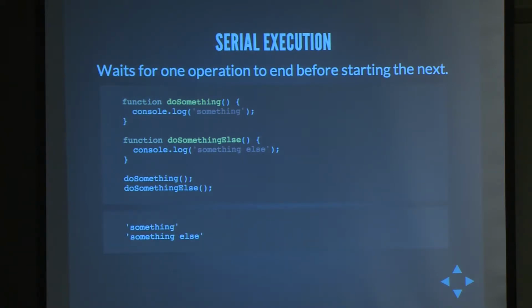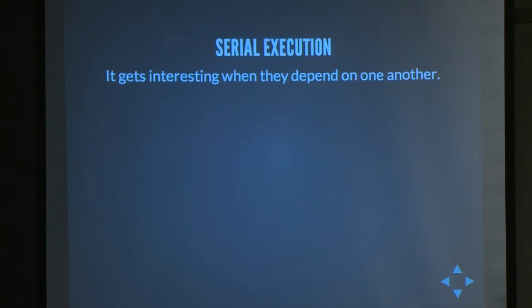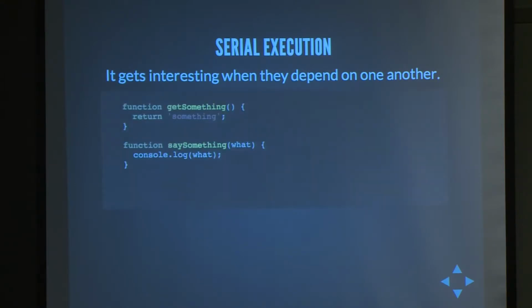It prints what you expect. Things start getting a little bit interesting whenever one serial operation depends on the other. So let's actually walk through that example. In this case, we have getSomething, which just returns something. And then we have a function called saySomething, which expects an argument and prints that.